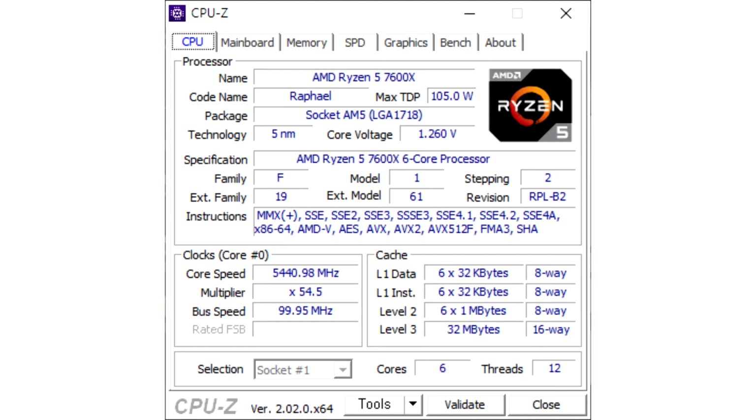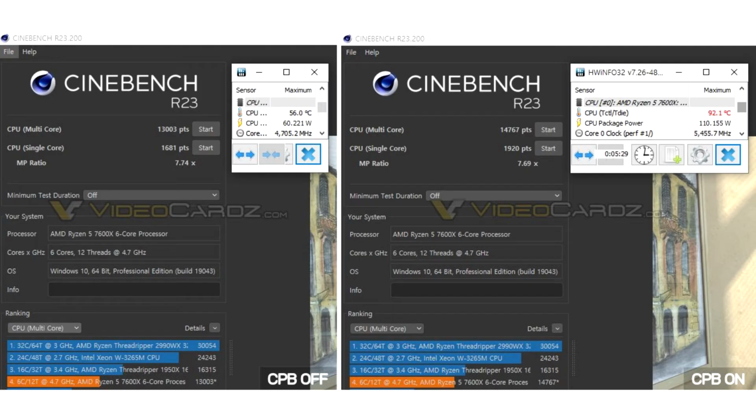According to the data, when CBP is turned off, the Ryzen 5 7600X processor scores 1,681 points in the single-core test and 1,920 points with CBP enabled. Thus, performance increased by 14.2%. In the multi-core test, the results were 13,003 and 14,767 points, respectively, which corresponds to a 13.5% increase in performance when CBP is enabled.